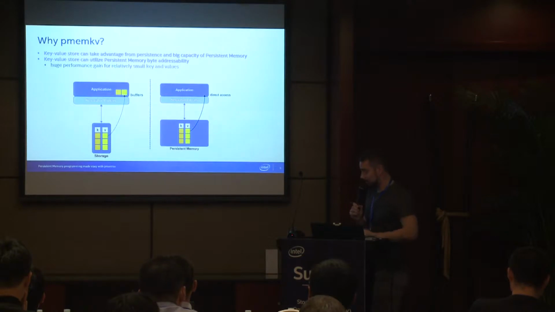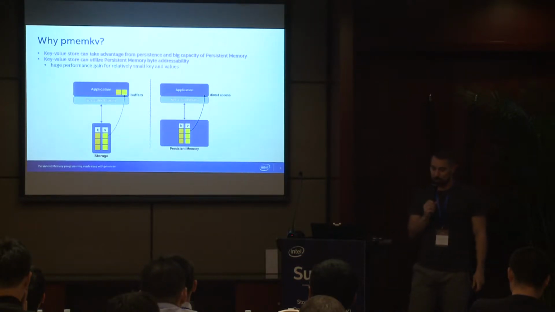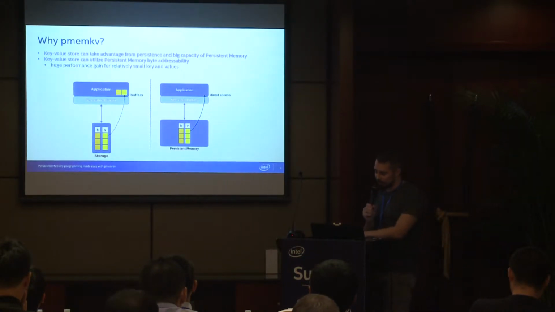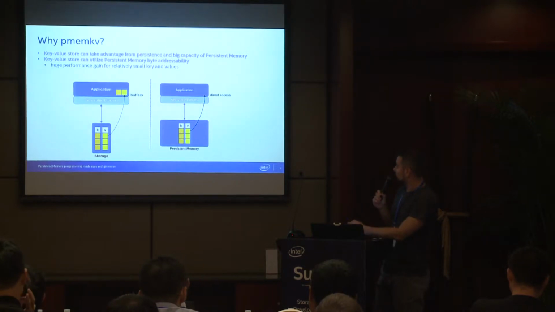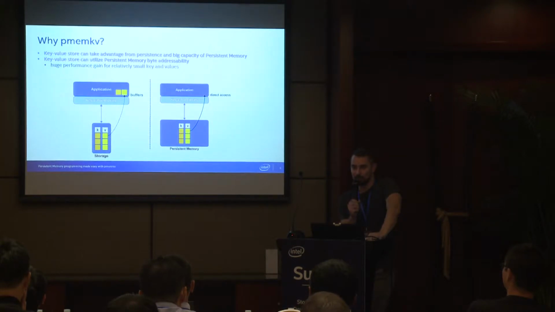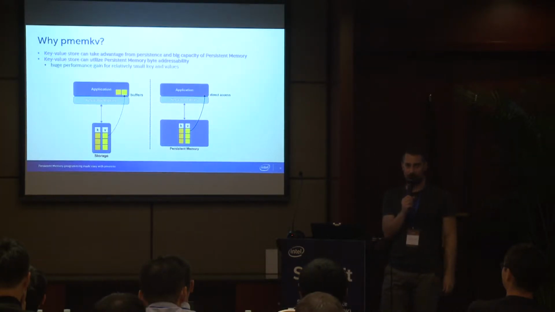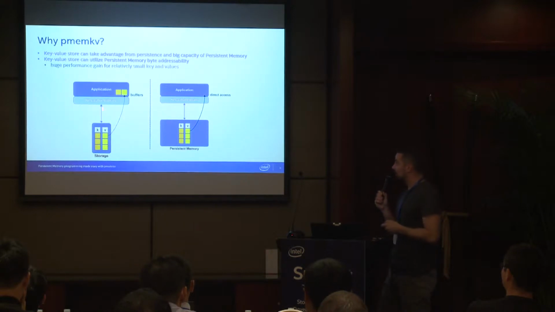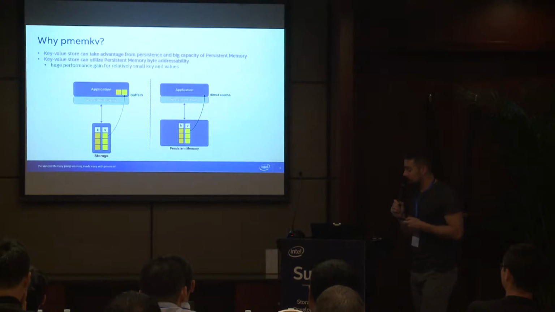And another reason why we are creating a key-value data store is that it can take advantage of persistent memory characteristics. The first ones, persistent and big capacity, sound quite obvious for a key-value data store. We want to have as many key-value pairs as possible and make them persistent. But we can also utilize persistent memory by addressability. And this diagram shows exactly why.